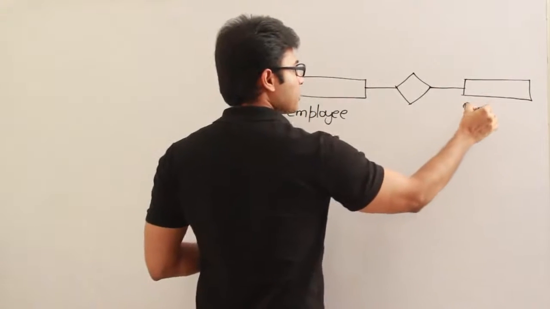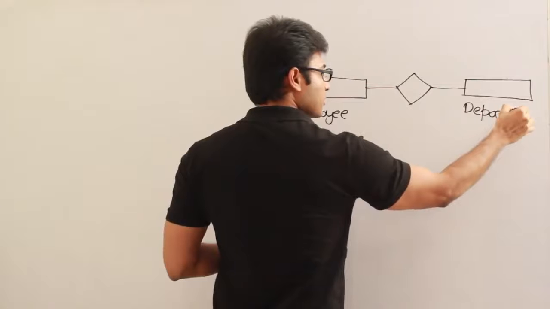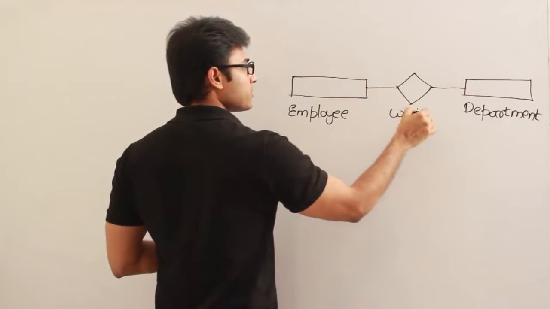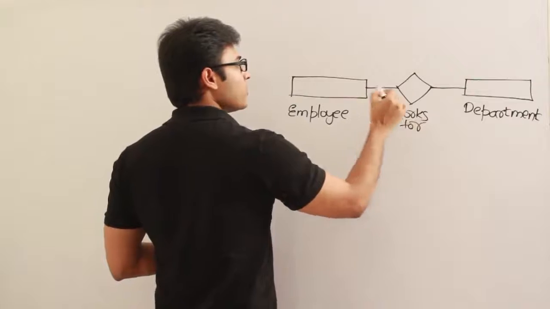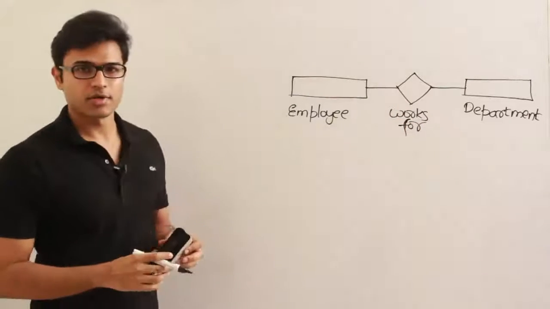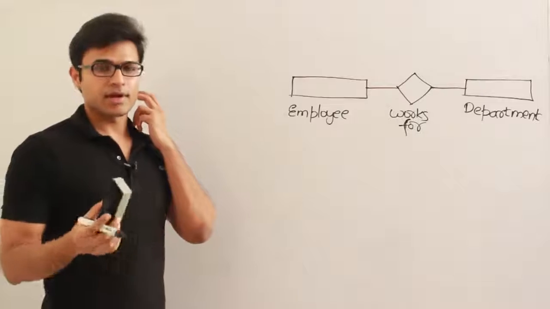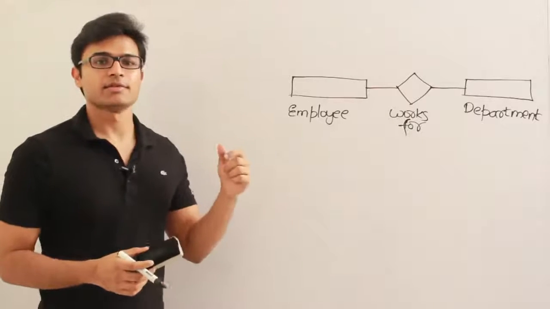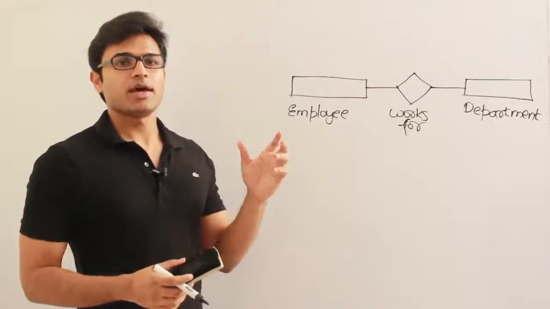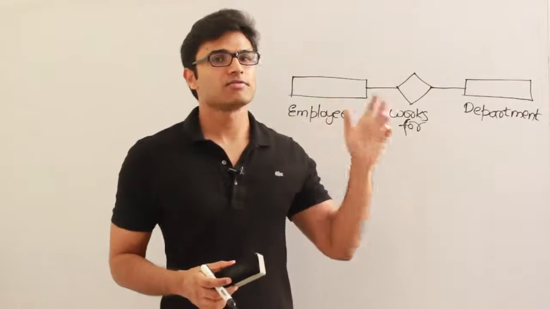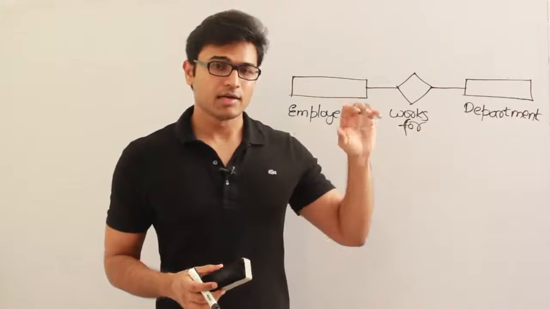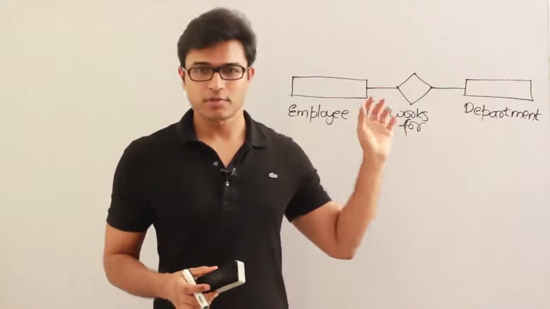Okay, this is the employee entity and this is the department entity, and the relationship is works for. So an employee works for a department, right? And according to the meaning, the semantics which you got from the requirement analysis, let's say the requirement said that every employee has to work for at least one department and exactly one department. Okay, and a department can have many employees, right?